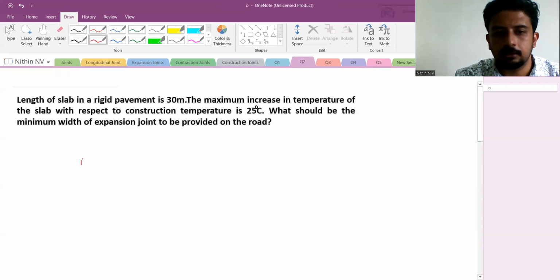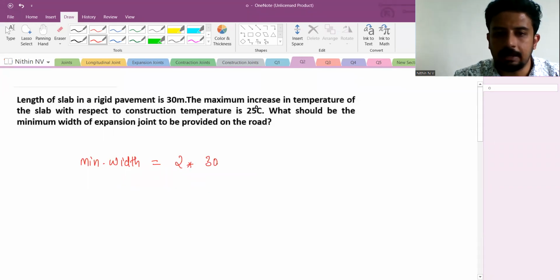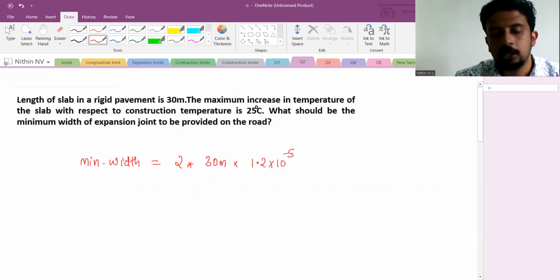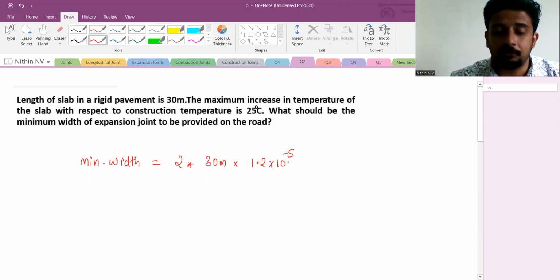How to calculate that? Simple. Already we know the equation. The minimum width is equal to 2 times L alpha delta T. So L is 30 meter. Alpha is not given. So if not given, what to do? You need to take 1.2 into 10 raised to minus 5 or 12 into 10 raised to minus 6. Properly study, okay? Finally, don't put 1.2 into 10 raised to minus 6. Don't make that mistake, okay? Properly study. So L alpha, then delta T is 25 degrees Celsius.